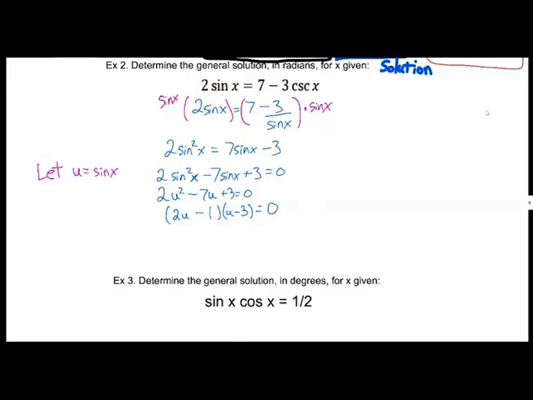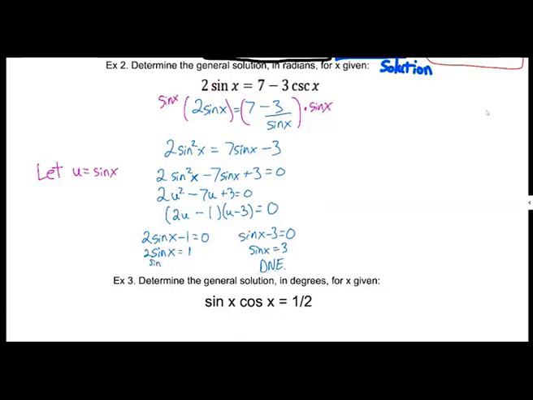By solving that factored quadratic, I get 2 sine of x minus 1 is equal to 0, and I get sine of x minus 3 is equal to 0. We could write it as sine of x is equal to 3, and there are no solutions that exist for that equation. If I add 1 to both sides, I get 2 sine of x is equal to 1.